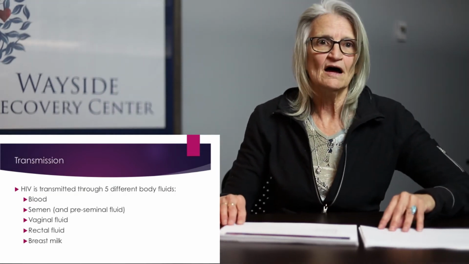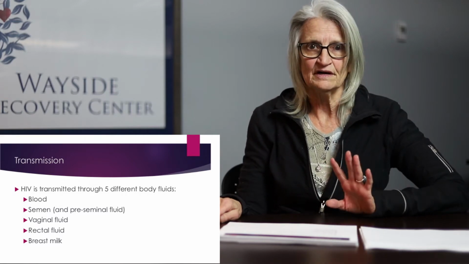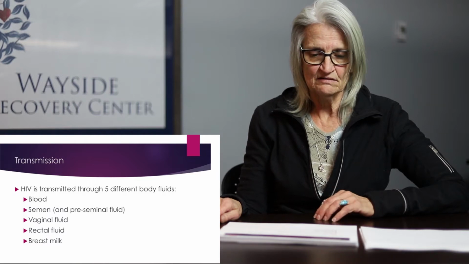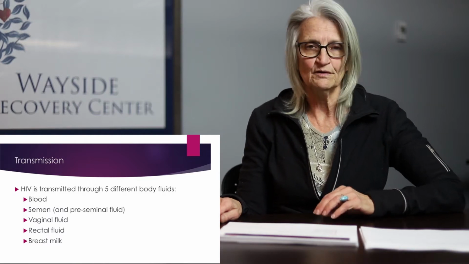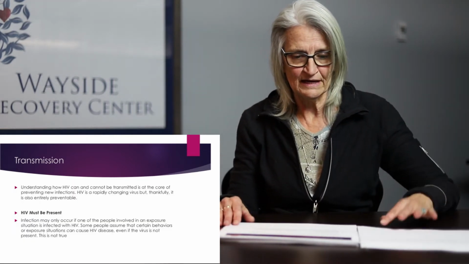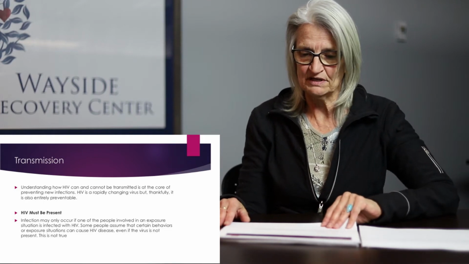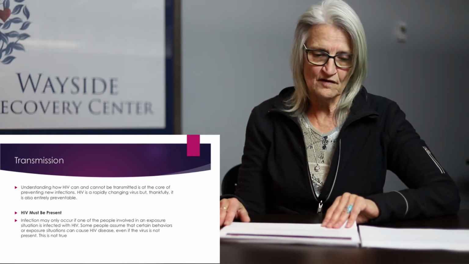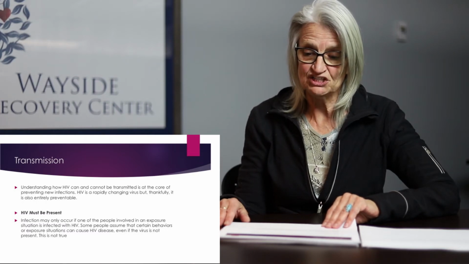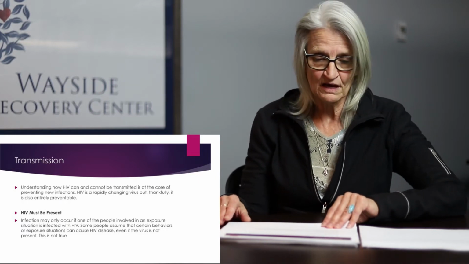Now I'm going to talk about how it is transmitted. HIV is transmitted through 5 different body fluids. The first one is blood, then semen, vaginal fluid, rectal fluid, or breast milk. Transmission, again, understanding how HIV can or cannot be transmitted is at the core of preventing new infection. HIV is a rapidly changing virus, but thankfully it also is entirely preventable.